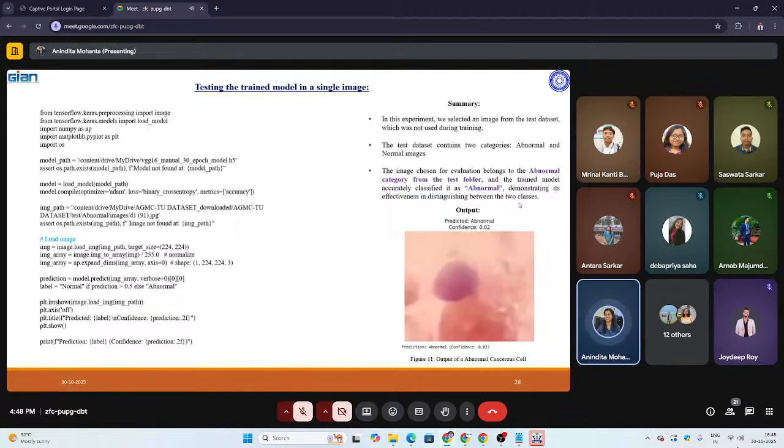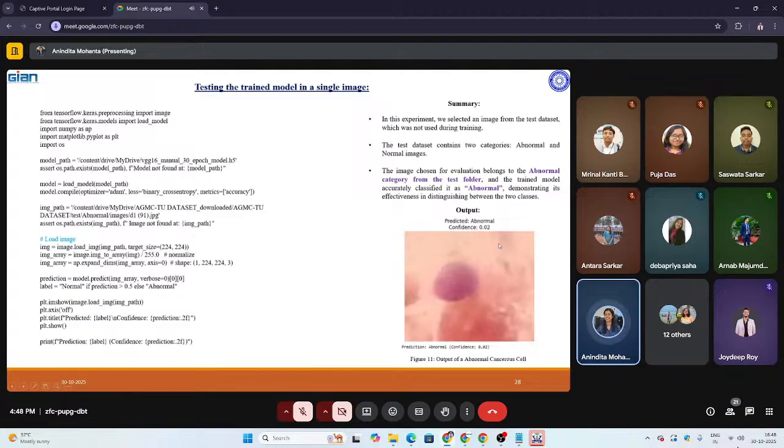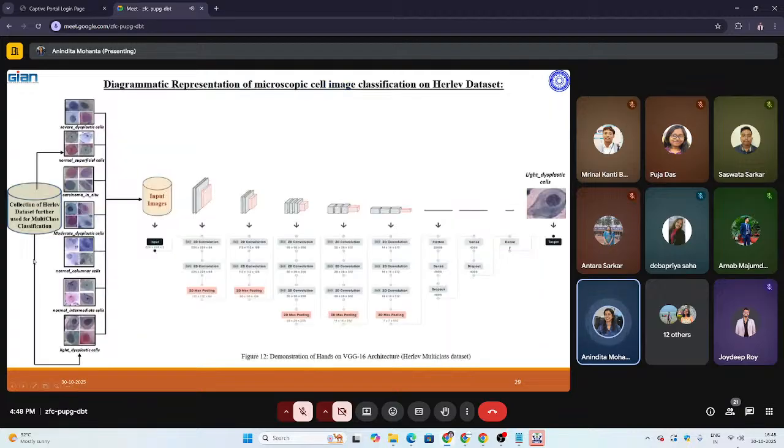Similarly, taking an image from the abnormal category also correctly classifies it as an abnormal cancerous cell. So the AGMC2 dataset part has been correctly classified by the model. Proceeding towards the high-level dataset, I'll continue a bit fast.